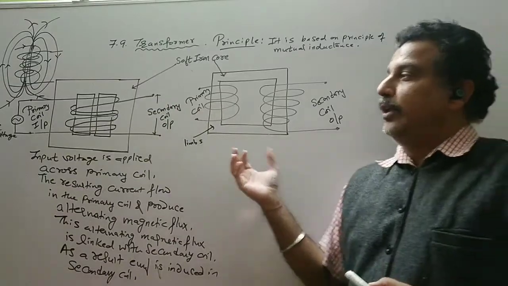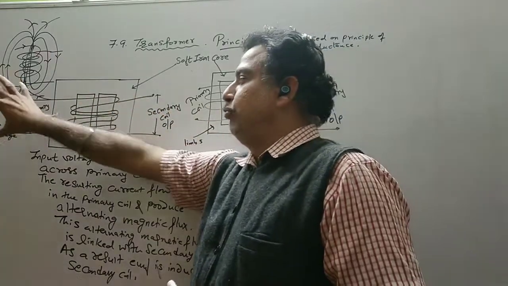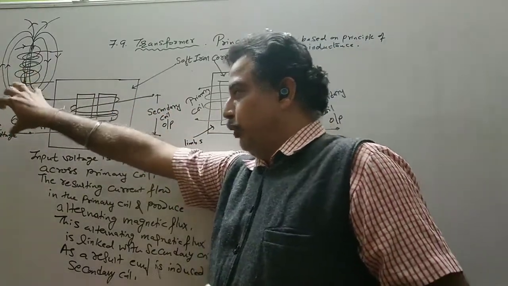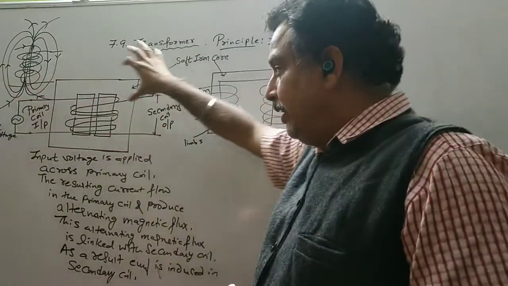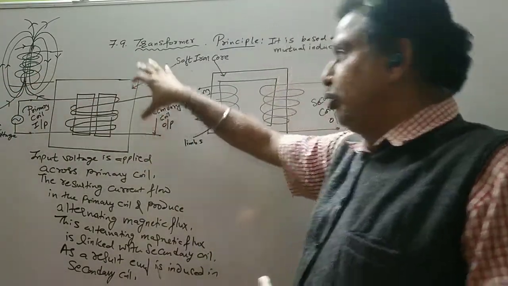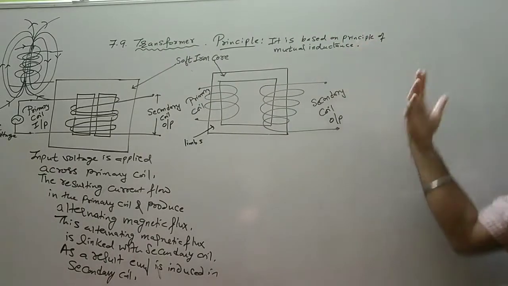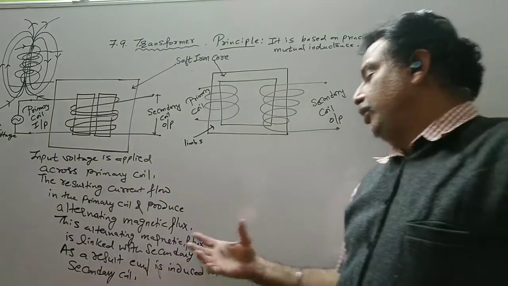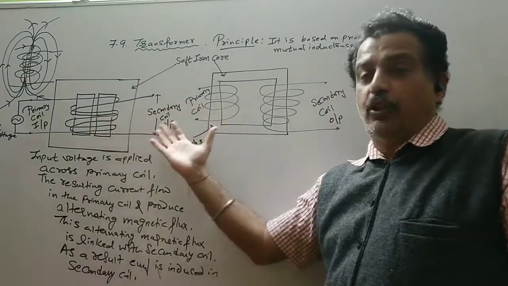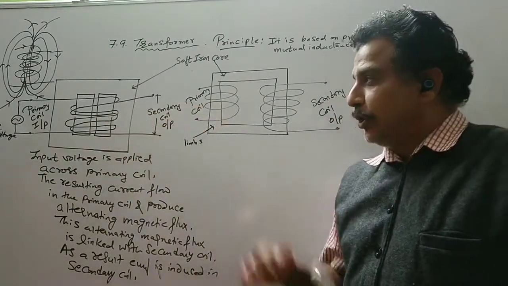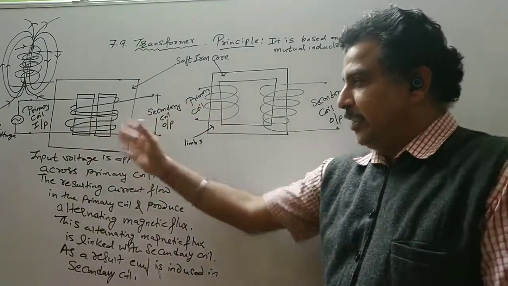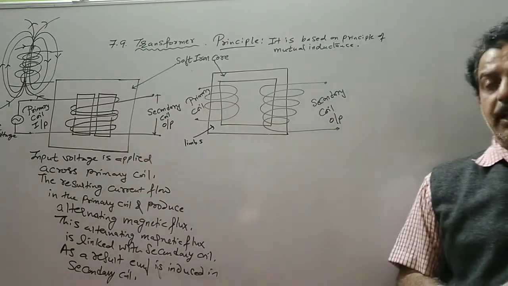This induced EMF will produce a corresponding output current which will be taken out from the secondary coil. So here the AC voltage, which is a source, is applied to the primary coil, and the induced EMF, we say it is based on the principle of either mutual inductance or electromagnetic induction. This induced EMF is taken across the secondary coil. So this is how this type of transformer works.